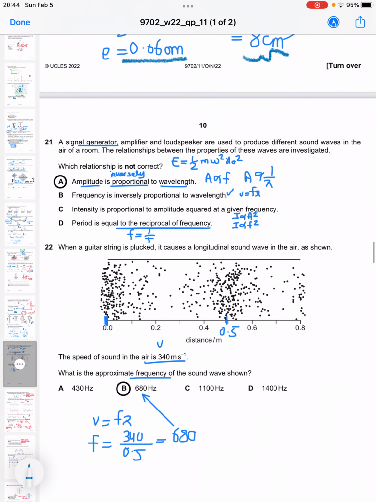Question number 22 says that speed of a wave is given, a rarefaction and compression. Longitudinal wave pattern is given. What is the approximate frequency? V is equal to f lambda. F is equal to V, which is 340 divided by lambda. Lambda is 0 to other compression area 0.5. So 0.5 minus 0 is 0.5. Lambda is 0.5 would make up 680 hertz.